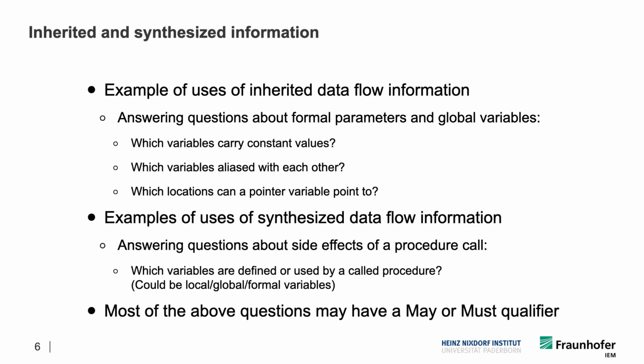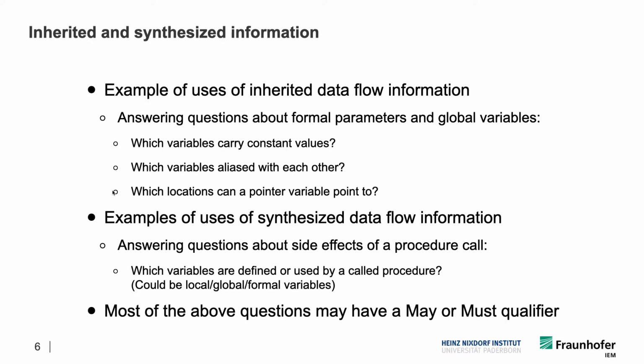And there are a number of examples that you could use for these different kinds of data flows. In general, if you're talking about inherited data flows, this is about answering questions, for instance, about formal parameters of the current method that you're analyzing, but also about global variables that are in scope everywhere within the program. So this could be information such as which variables carry constant values at the moment, which variables are currently aliased with one another, or also which locations a pointer variable, for instance, can point to.